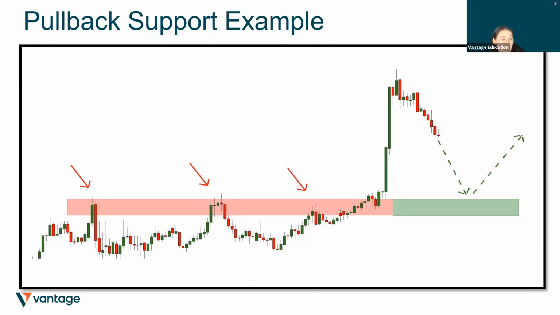Okay, so here's another pullback support example. At the red area, price tested this level 3 times with multiple swing highs, as you can see 1, 2, and 3. Multiple swing highs with one another at this resistance level. So once price breaks the red area, which you can see here, it passed through the red area, it now becomes a pullback support level. Once it becomes this pullback support level, we are expecting price to retrace or pull back to this same level, as you can see from the green arrows.